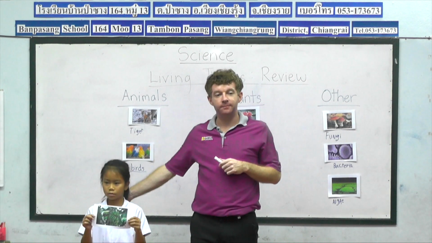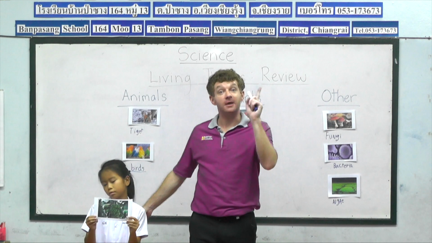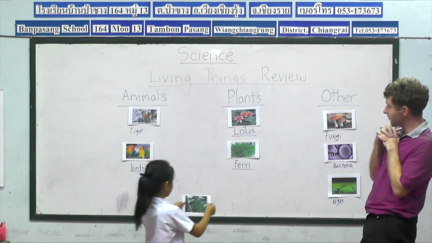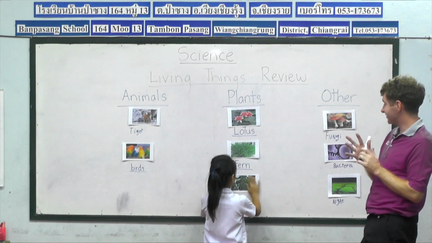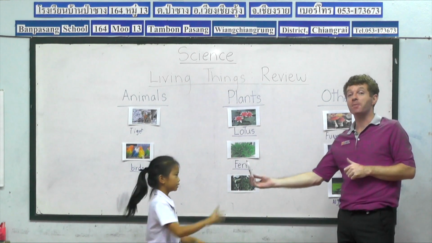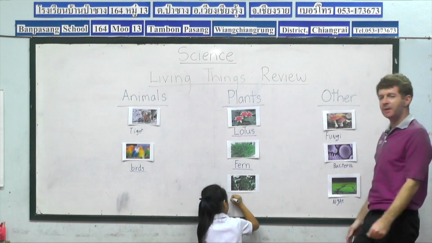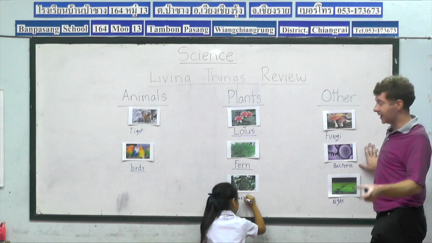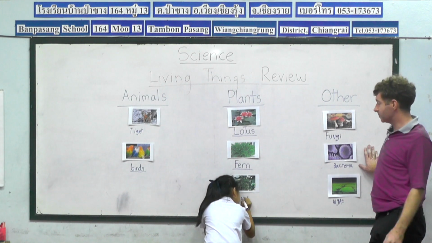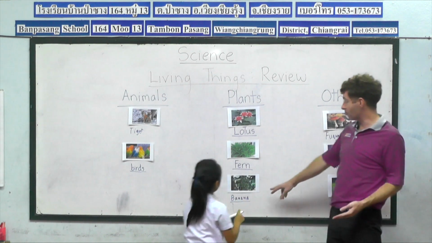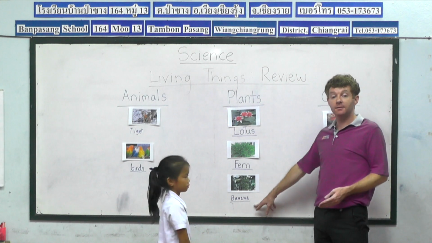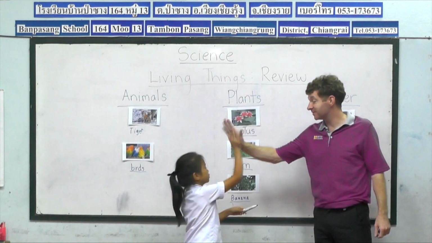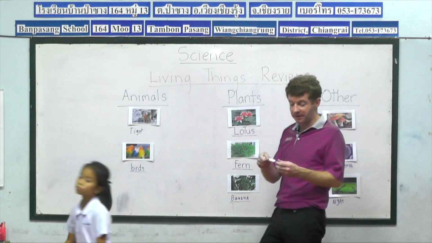So what can we see? Banana. It's a banana plant. Excellent. So Preo, what category will you put it in? Perfect. Banana plant in the plants category. And how do we spell banana? Perfect. Banana is a fruit that grows on banana plants. Perfect. Preo, that was excellent. High five and a big round of applause for Preo.